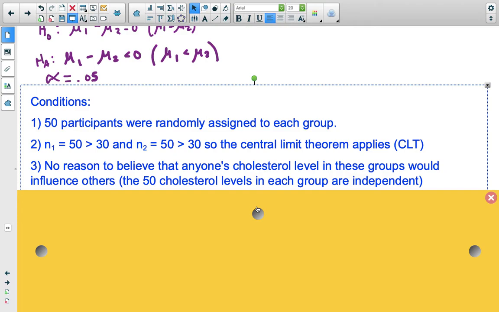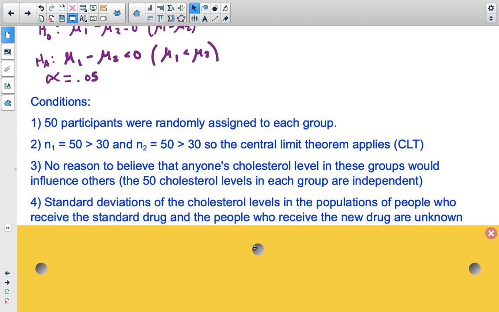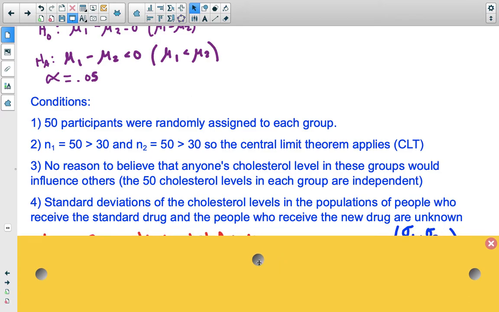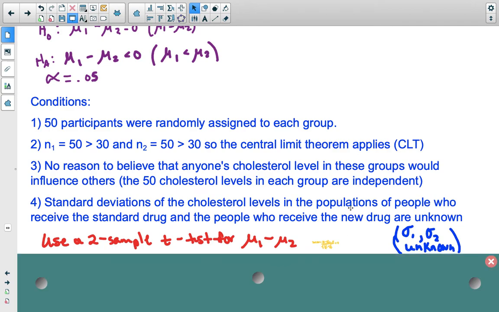If you're working at a medical center, there's no reason to believe that anybody's cholesterol is dependent upon anybody else's. And then finally, the standard deviations of the cholesterol levels in the populations of people who receive the standard drug and the people who receive the new drug are unknown. So sigma 1 and sigma 2 are unknown, and this allows us to use a two-sample t-test for the difference in these two means. At this point, we will use our calculator and run some statistics.